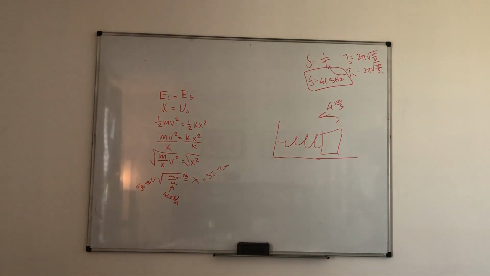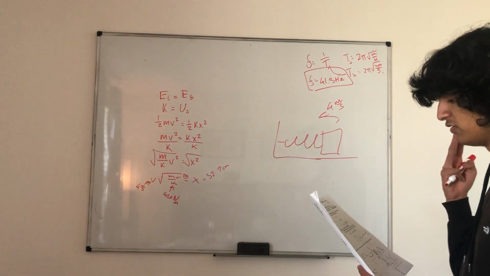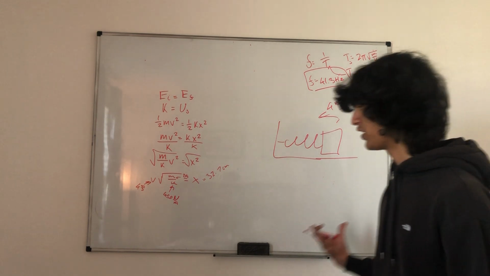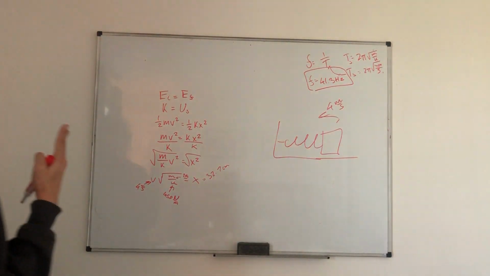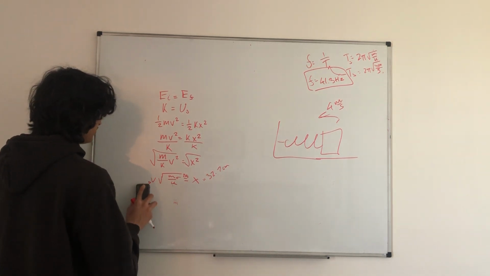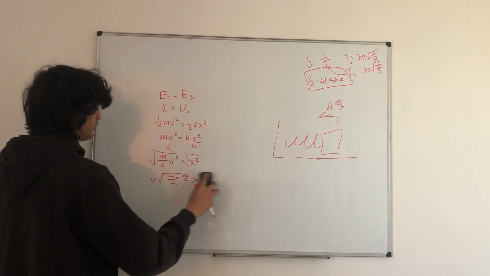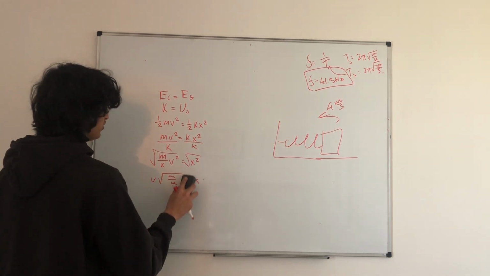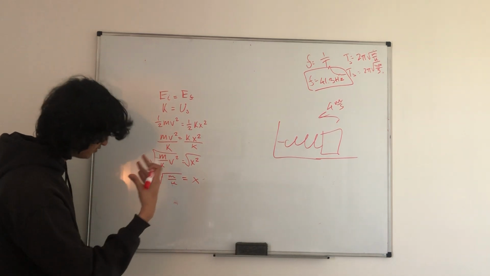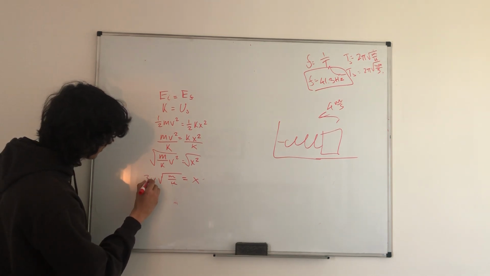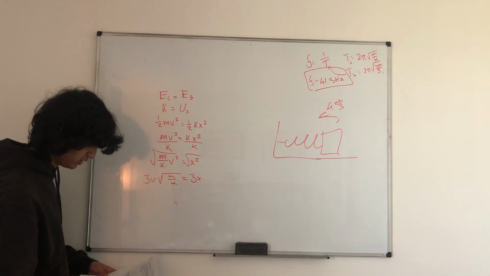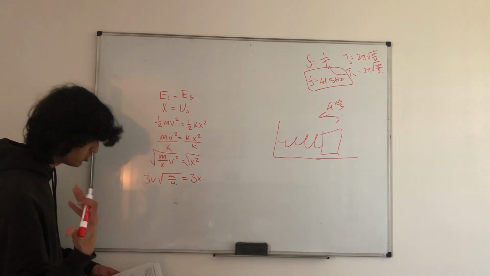If the kid kicked it, starting from rest again, even harder, so the velocity tripled, then what's going to happen to the amplitude? So this is where deriving an equation is nice, because we derived this equation, and we saw that v square root of m over k is going to equal x. So if we make the v 3 times as much, our x is going to be 3 times as much. So it's going to be 3 times 32.7.